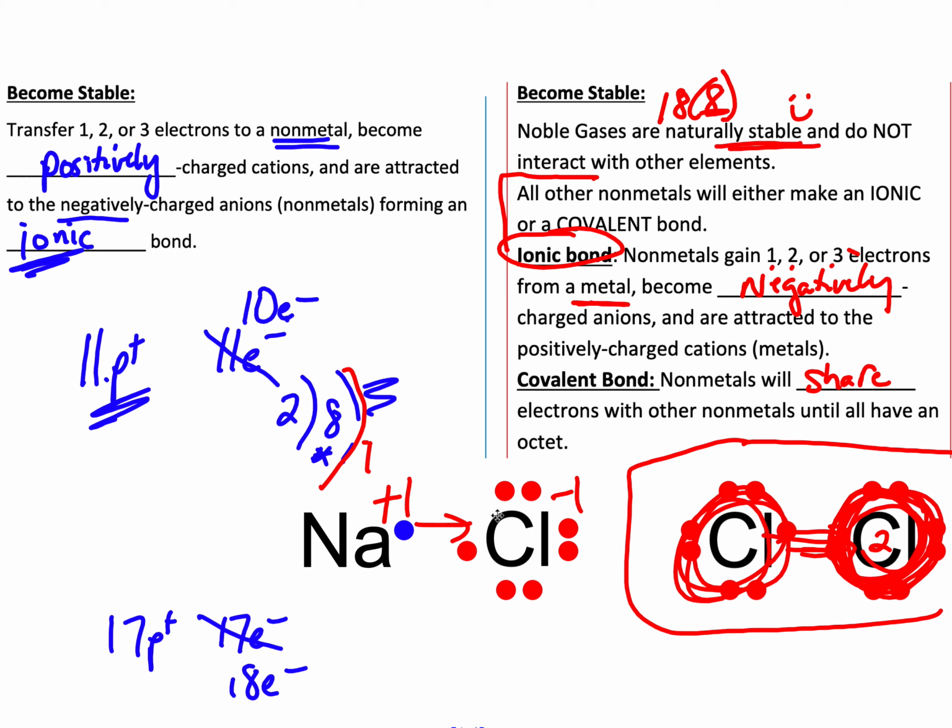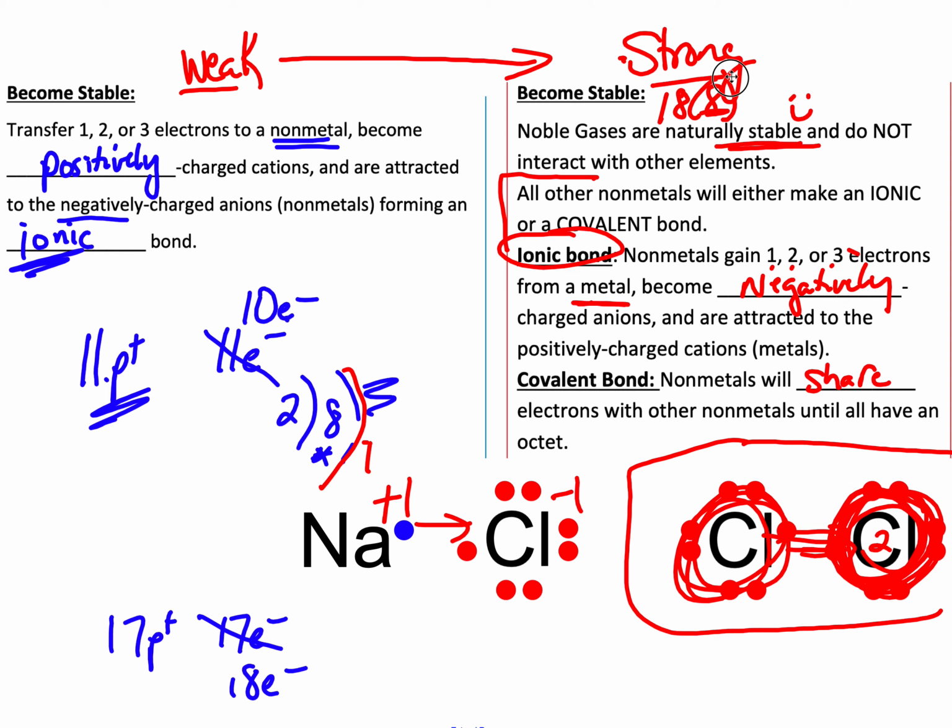And if you think about why this happens, remember, metals have very, very weak nuclear pull. Nonmetals have a very strong nuclear pull. These strong nuclei are going to come over here and look at the weak nuclei and say, I'm just going to take your electrons, and I can do it because I'm stronger than you. So that's why metals lose their electrons.